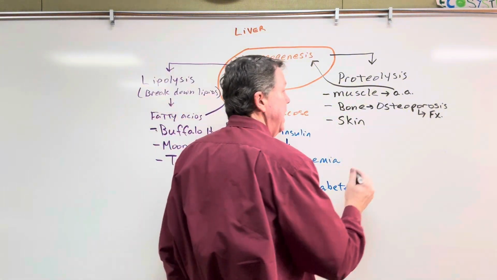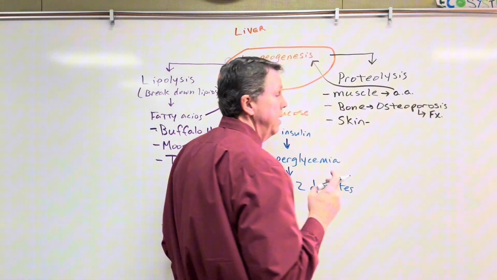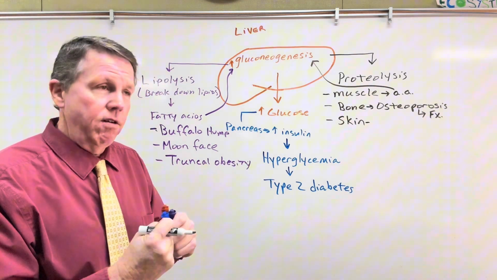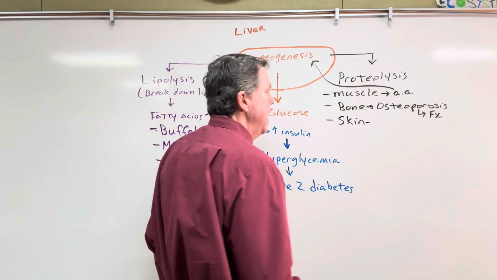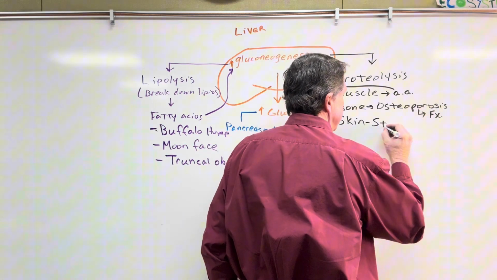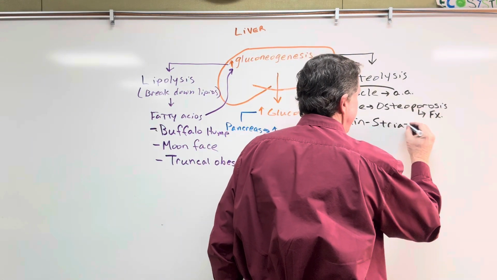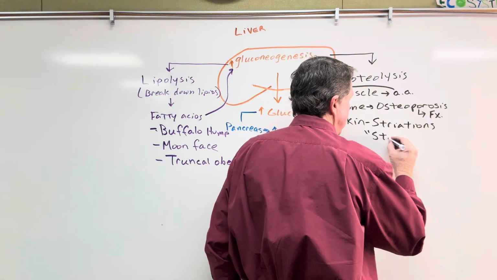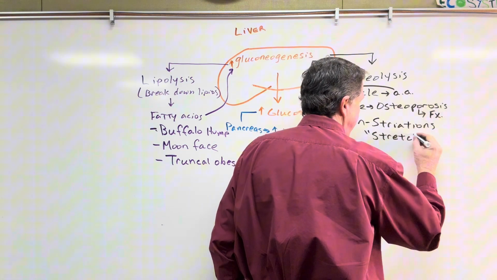Finally, in the skin, what's going to happen is it's going to break down the collagen in the skin, and then the skin's going to start to tear, right? Where the protein's supposed to be. And this is going to lead to striations. Now, for lack of a better term, these striations basically look like stretch marks, but they're usually pink.